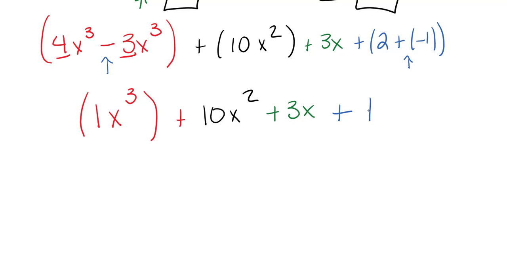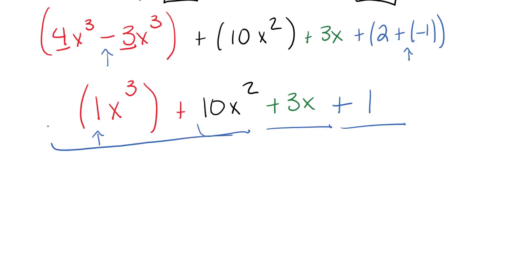So our final answer: if there's no number in front of a variable, we understand that it's 1. So you can just exclude it when you go ahead and submit it into OneMap and just go x to the third plus 10x squared plus 3x plus 1. So all of this is our whole solution. So let's do the next example.